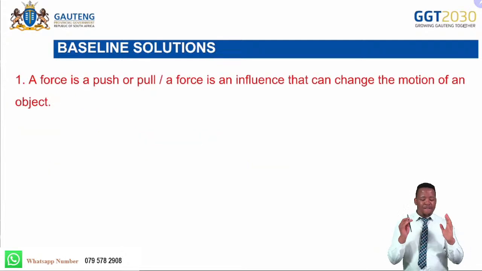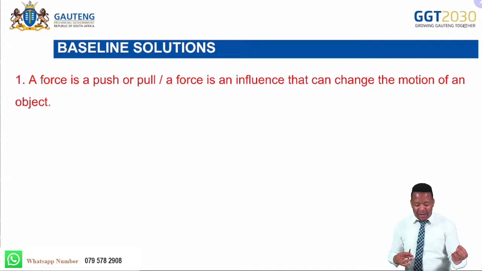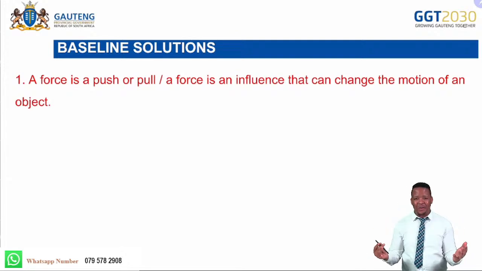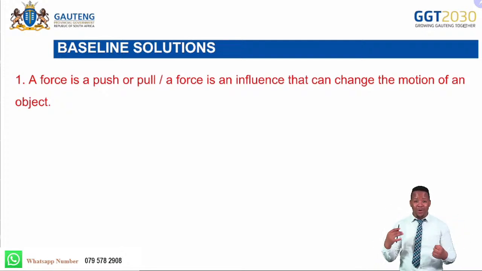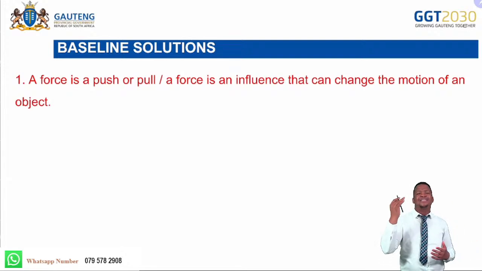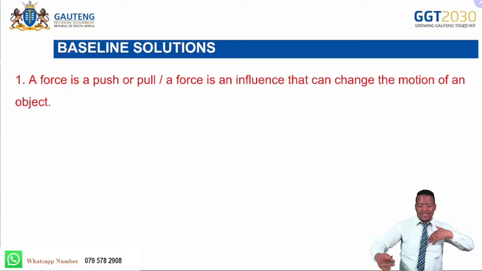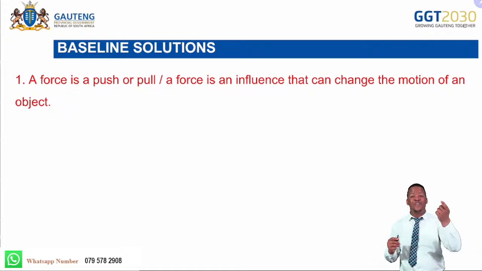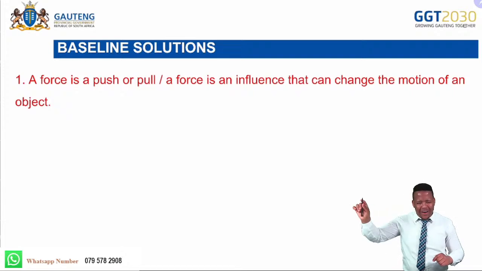Number one, a force is a push or pull, right? Also, you can say what? A force is an influence that can change the motion of an object, all right? So, we've defined a force. If you wrote a push or pull, that's a mark, right? If you had a different definition, for instance, you said that a force is an influence that can change the motion of an object, that is also correct, okay?